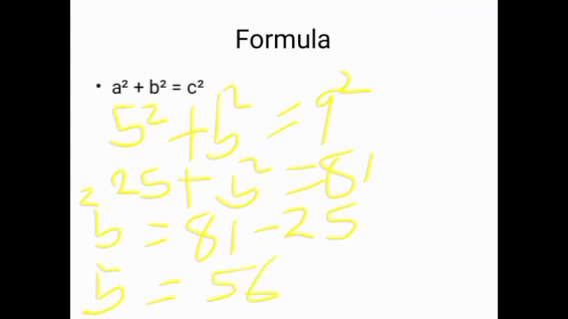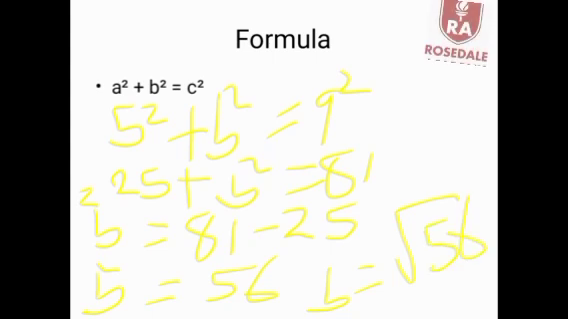Okay, the final answer is going to be b equals square root of 56. Of course, we all know that 56 is not a perfect square, so we are not going to just take it. So our final answer, because of space, is going to be 2 root 14. All right, let's move on.